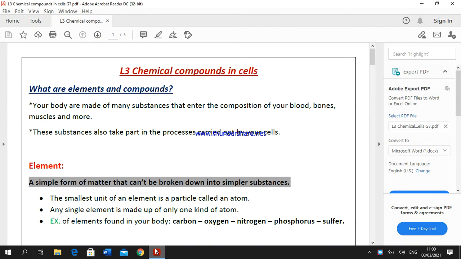Good morning, grade 7. Today we will talk about lesson 3, chemical compounds in cells, in the biology book. What is the difference between element and compound?